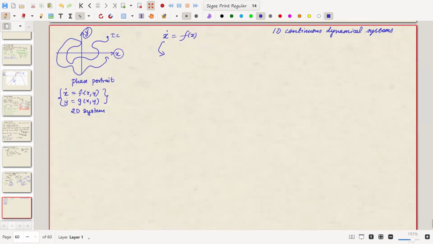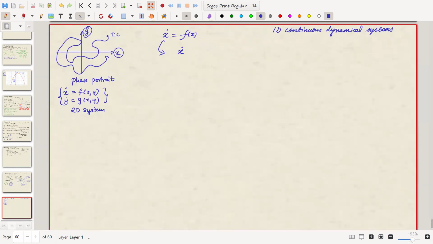If x dot equals 0 and you get a special point, that is f of x star equals 0. X dot equal to 0 means f of x star is 0. Then here x star is known as the equilibrium point. F of x star equals 0 here. Can you intuitively think why it is known as an equilibrium point without just admiring the definition?